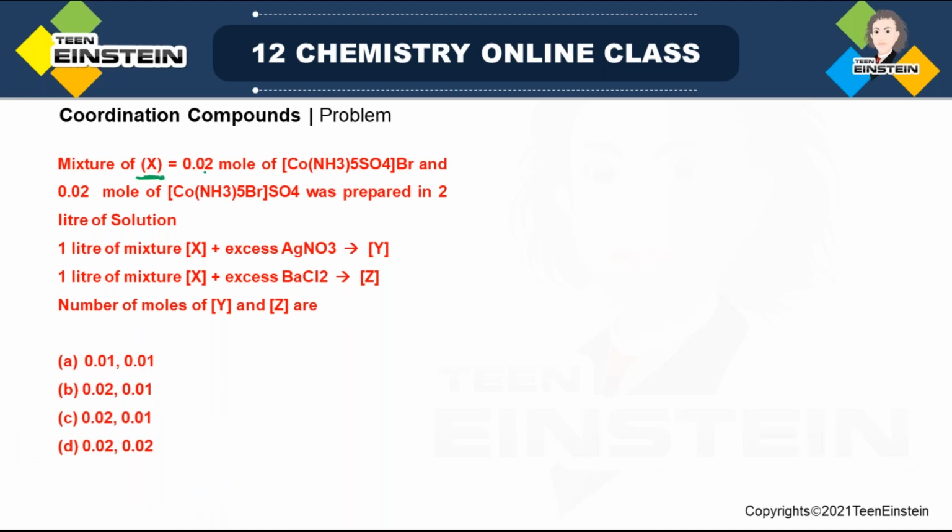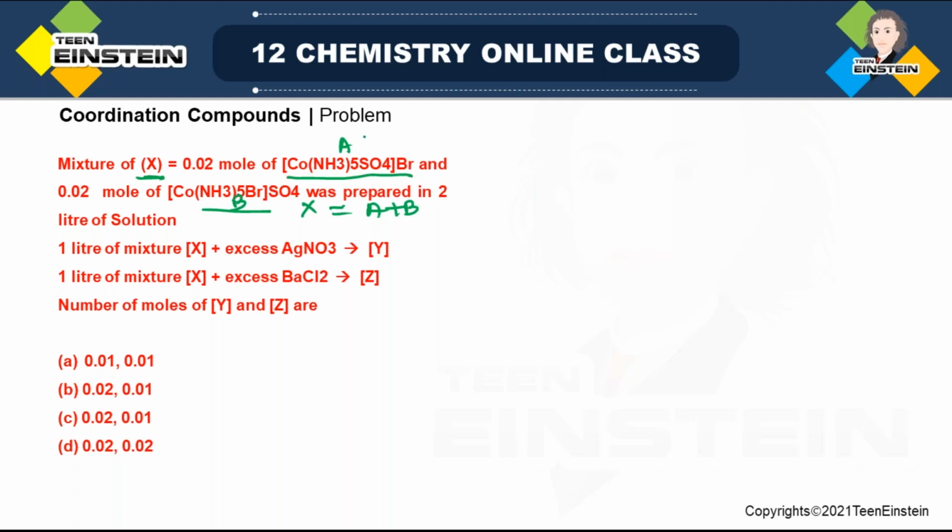Next one. Mixture of X, 0.02 mole, and what is X? That is also given: cobalt, 5 ammonia, sulfate, with bromide outside the coordination sphere. Then 0.02 mole of another one we have taken, prepared in 2 liter solution. So the mixture of these two compounds is X. Suppose I call them A and B, then X is A plus B. A is 0.02 mole of this isomer, and B is also 0.02 mole.